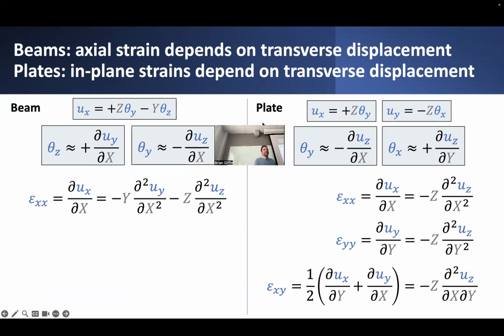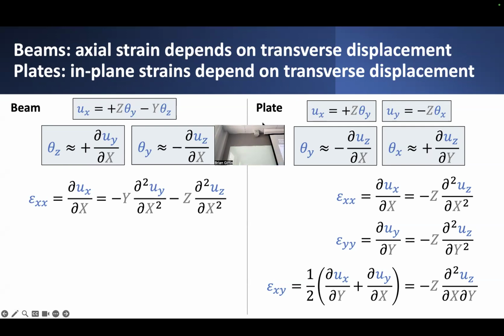What we find is we can combine all these expressions together and come up with an expression for the axial strain in this beam, basically just the derivative of the axial displacement component with respect to axial position. We can determine that exclusively in terms of partial derivatives, in this case, second partial derivatives of the transverse components of displacement. So somewhat interesting.